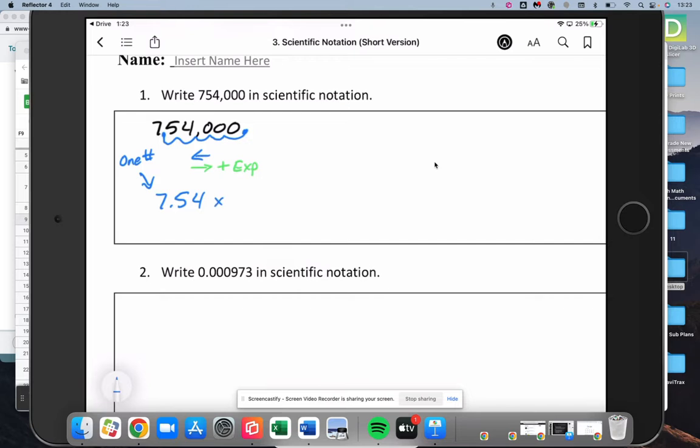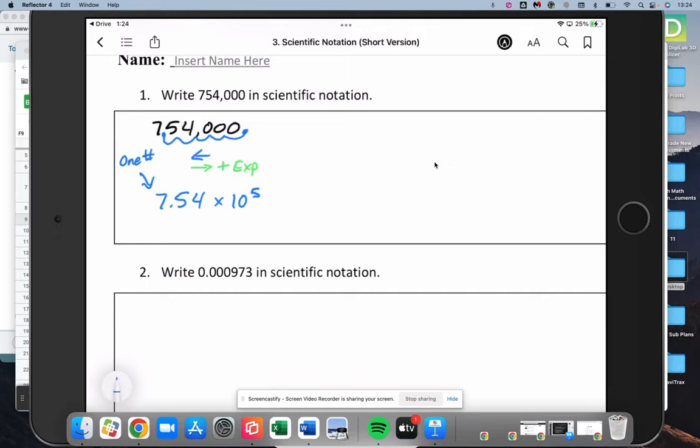And then we will have times 10, because each one of these little spaces that we moved is a power of 10. If you think about place value, tens, hundreds, thousands, 10,000s, each one of those is a multiple of 10 of the one before it. And so then we just count how many spaces we moved that decimal. 1, 2, 3, 4, 5. To get back to the original number, we would have to move the decimal 5 spaces to the right. So that makes the exponent positive that we put on this one.